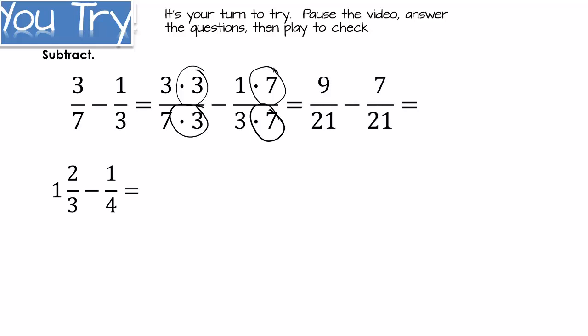So 3 times 3 is 9. 1 times 7 is 7. And of course, 7 times 3 or 3 times 7 is 21. When I reduce, I end up with 2 over 21.